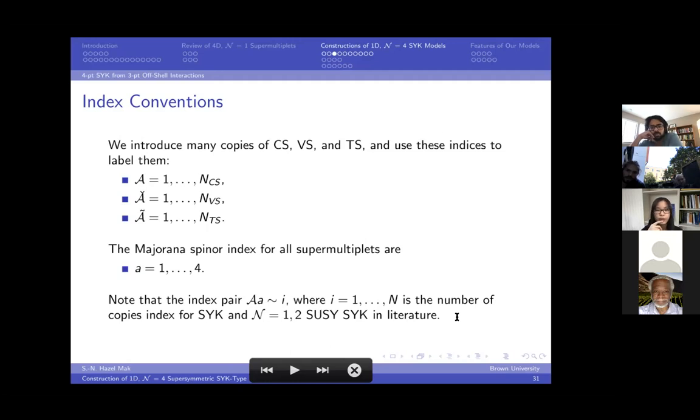And in the literature, for example, in the Fu, Gaiotto, Maldacena, and Sachdev paper, they use I, running from 1 to N, to indicate the number of copies for N equals 1 and N equals 2. But here, after I show you all these models, we'll see that this index labeling the number of copies, paired with a spinor index, will be the analog of this I. So that's why we didn't just call this I, but I'll mention that when I construct all these models.